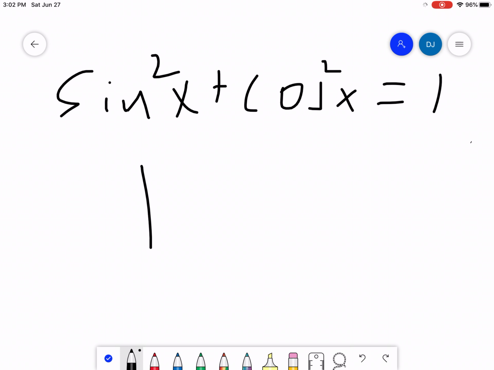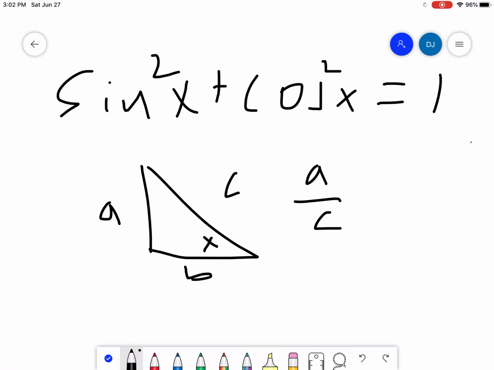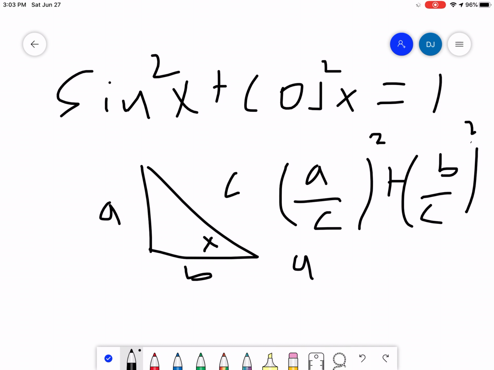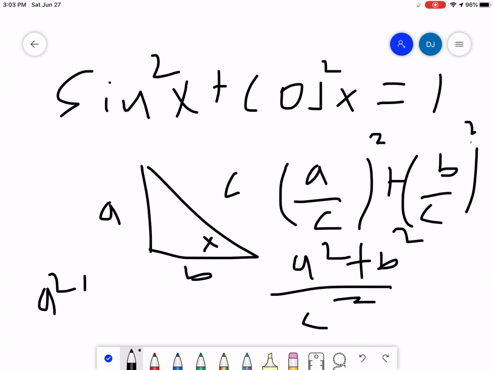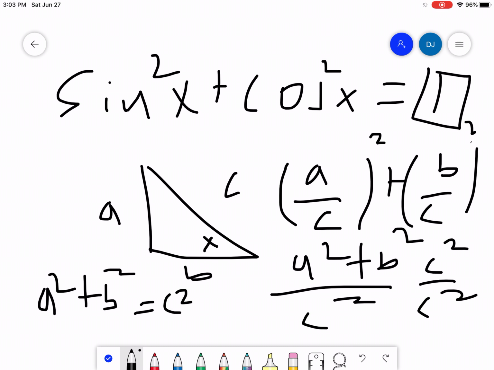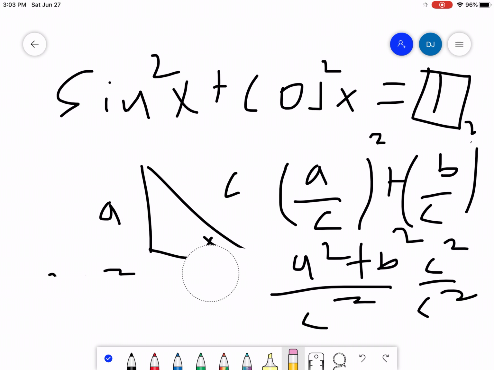To prove this, let's construct a triangle. Let's call the sides A, B, and C, and let's call this angle x. Well, we know sine of x is the same thing as A over C, and we know cosine of x is the same thing as B over C. And so now we have to square them and then add them up. If we do that, we get A squared plus B squared over C squared. By the Pythagorean theorem, we know that A squared plus B squared is the same thing as C squared. So we can substitute this in and get C squared over C squared, which cancels out to 1. So that's why this identity is true.